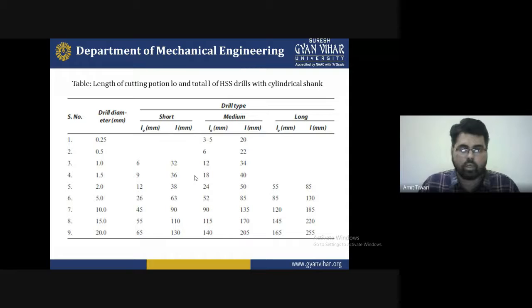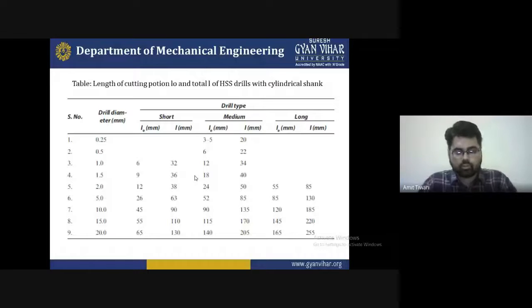Another one, that is the last, is the L0 for the long drill. So 55 to 85, 85 to 130, 120 to 185, 145 to 220, and 165 to 255. While manufacturing the drill and the length of the cutting portion, we observe how much, if you want to make the shorter drill, then what is the selection criteria?